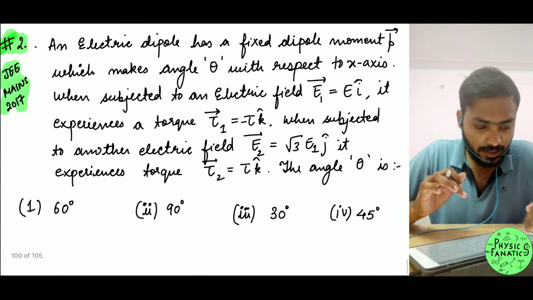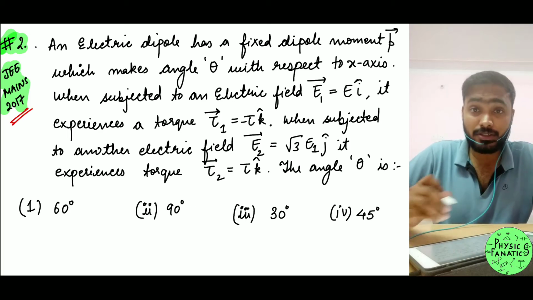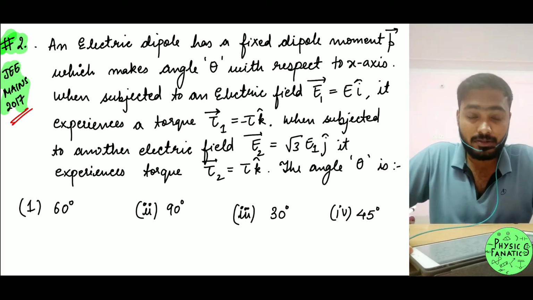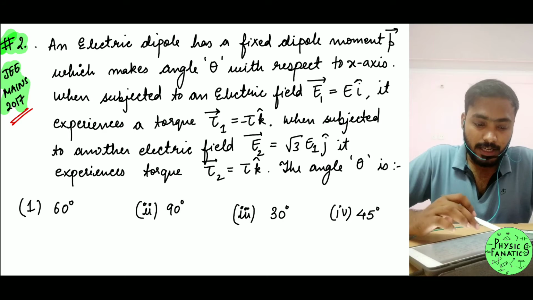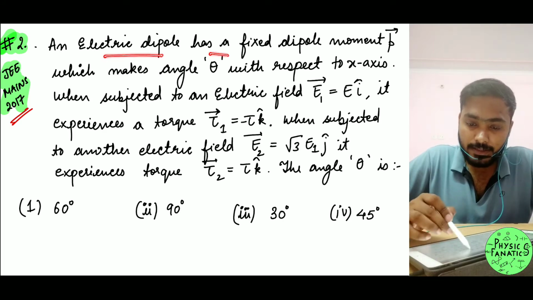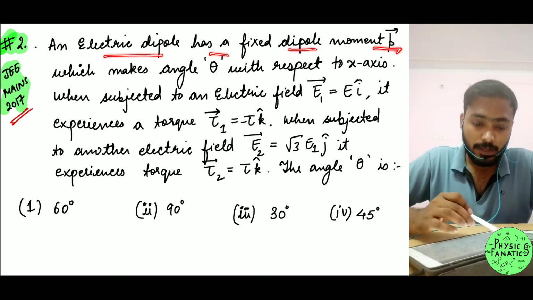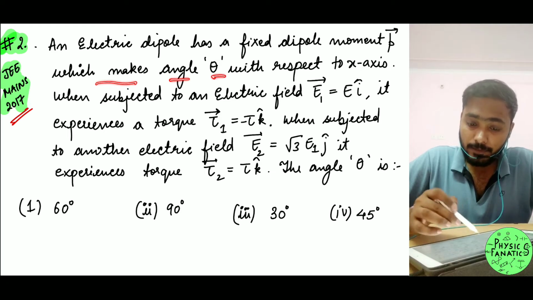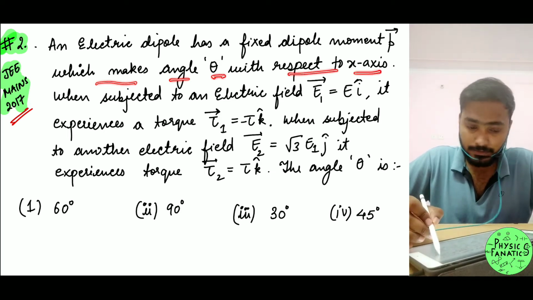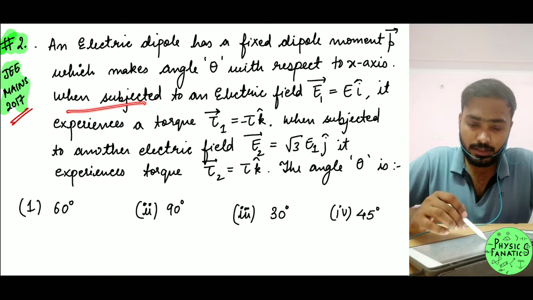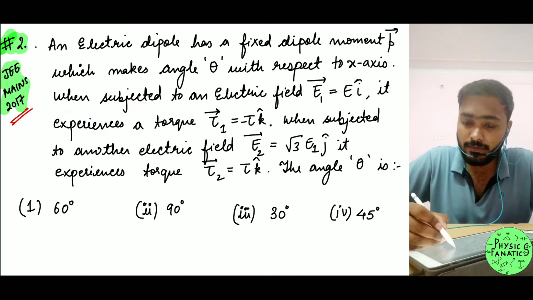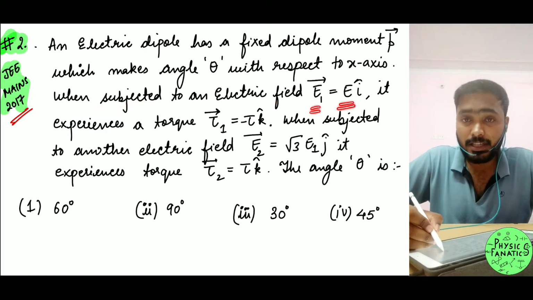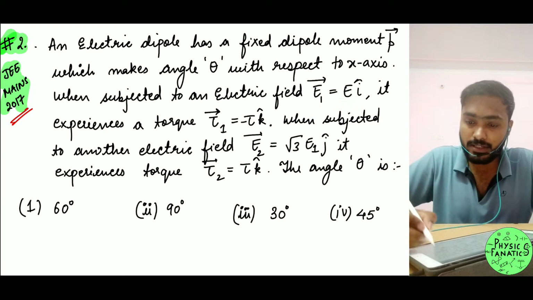Okay, next one, this is JEE Mains 2017, important question. It came in JEE Mains 2017. Okay, let's read the question. An electric dipole has a fixed dipole moment P, which makes angle theta with respect to x-axis. When subjected to an electric field, E1 is equals to E i cap, that means the electric field is in the x-axis, right? I hope you guys can see that.